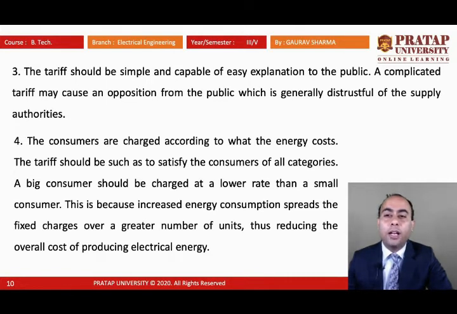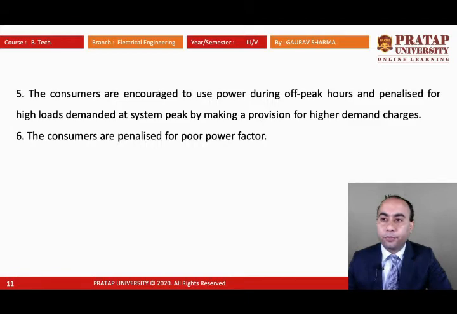The consumers are charged according to what the energy costs, and the tariff should be such as to satisfy consumers of all categories. The tariff should satisfy each and every category, or we can say each and every consumer. The consumers are encouraged to use power during off-peak hours and penalized for high load demand at system peak by making a provision for higher demand charges.